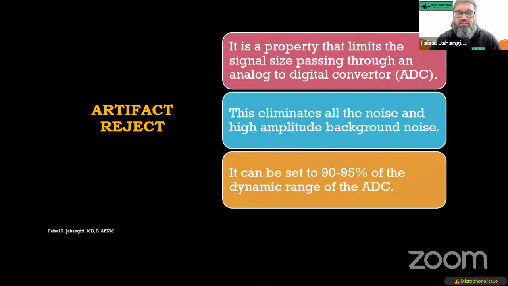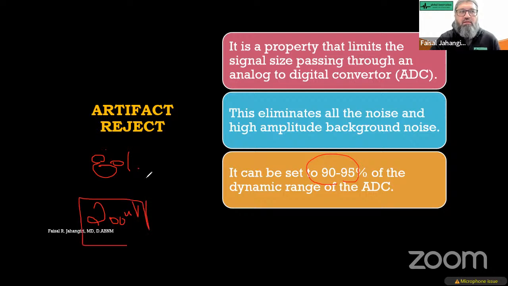Going back to the artifact reject. Artifact reject can be set to 90%, 95%, or less than that. It is set in percentage. So when you set the artifact reject to 80%, for example, it will be 80% of the dynamic range. If the dynamic range is 200 microvolts total and you set the artifact reject to 50%, that means any signal which is more than 100 microvolts will stop. It's not going to cause clipping, but it's going to cause the averaging to stop.